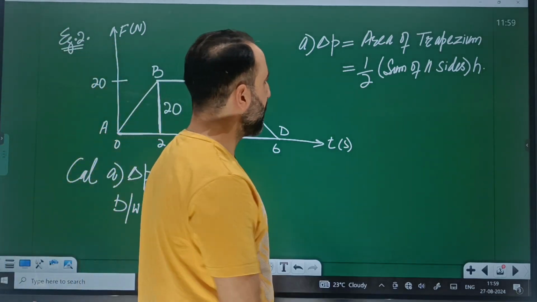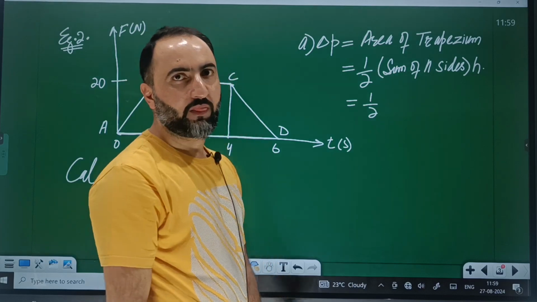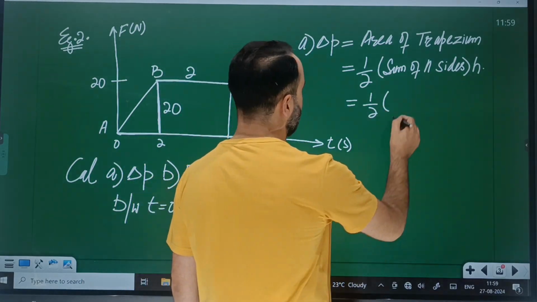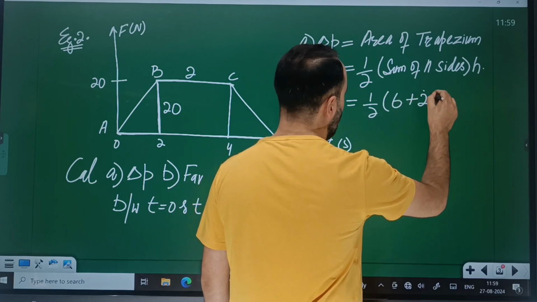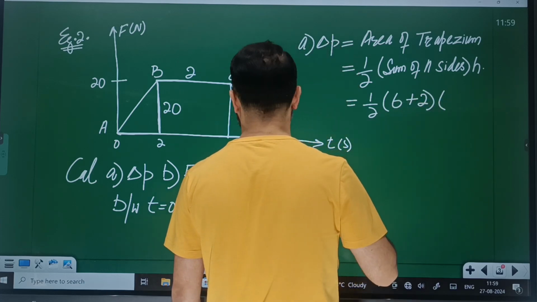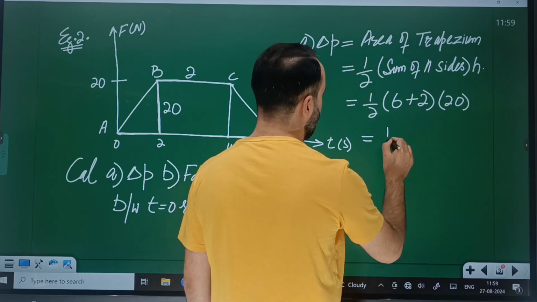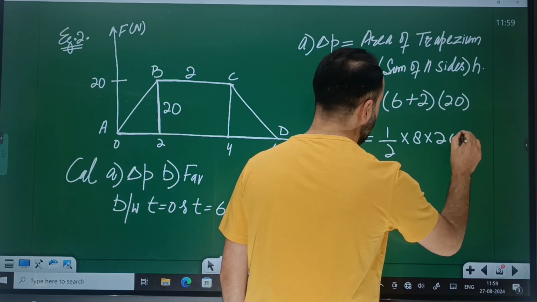So let's put the values here. So it's equal to, what will this be equal to, beta? 1/2. Right. Sum of parallel sides, tell me beta, how much is one parallel side? That's equal to 6. The other parallel side, what's that? That's equal to 2. What about height? That's equal to 20, isn't it? So it will be equal to 1/2, 6 plus 2 is equal to 8, and this is 20. Okay beta.